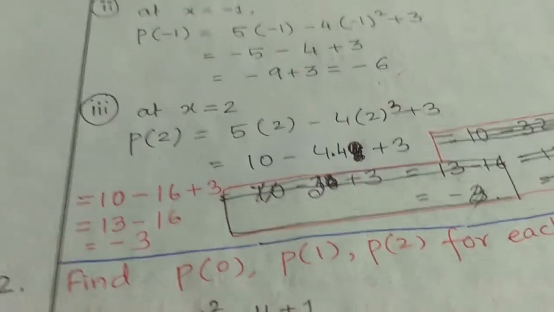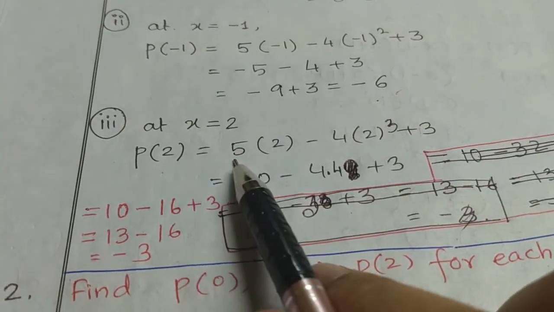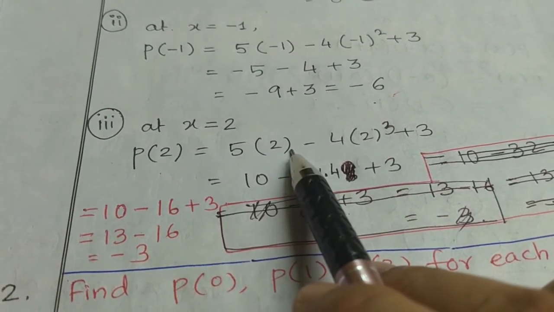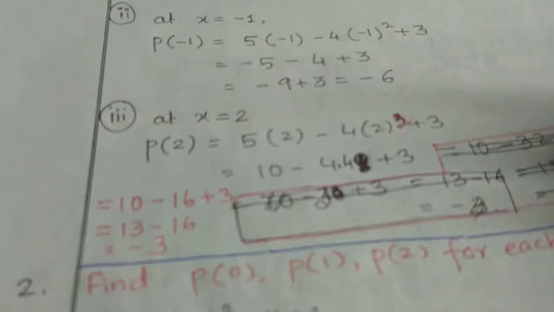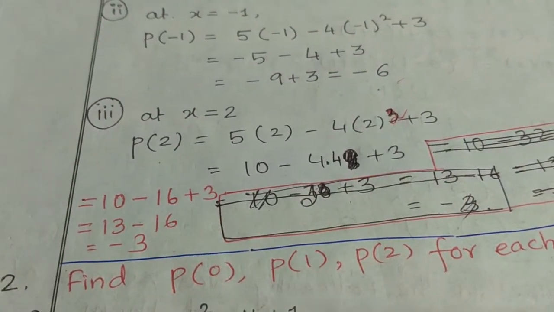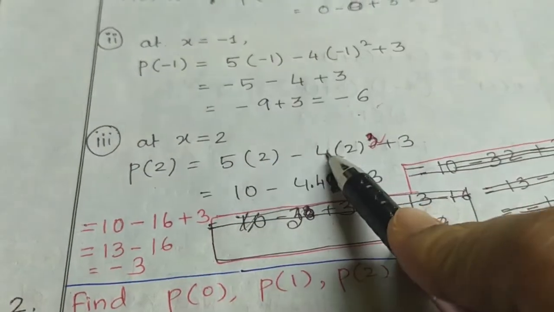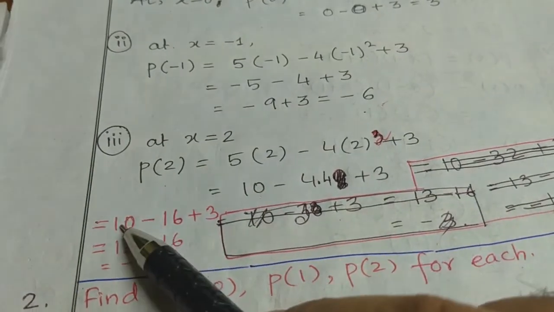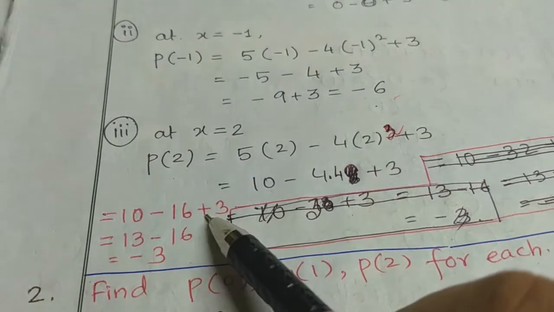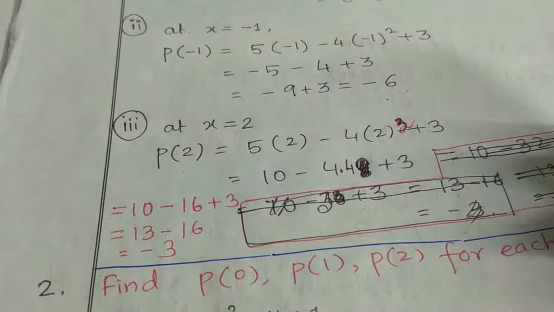Okay, next number 3. Number 3 is actually a little bit messy. At x equal to 2, p(2) will be 5 into 2 minus 4 into 2 square, not cube. I just made one mistake, putting cube. So it will be square plus 3. 5 into 2 is 10. 2 squared is 4, plus 3. Now 10 is the same here. 4 into 4 is 16. 3 is here. 3 plus 10 is 13 and minus 16. So the answer is minus 3.